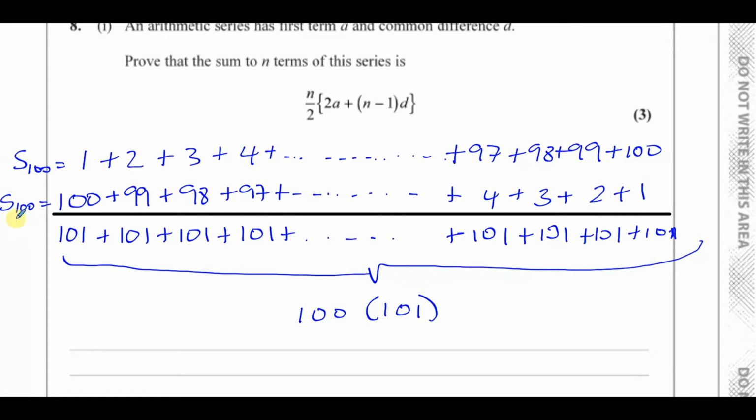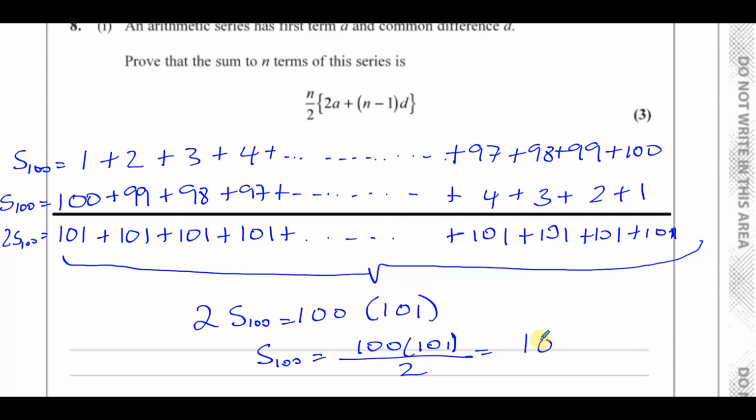So when you add them together, you're going to get 2 times the sum of the first 100 integers. So you know that this is twice the sum of the first 100 integers, which is going to give us this. So the sum of the first 100 integers must be 100 times 101 divided by 2. It's probably easy if we do it like this: 101 with 2 zeros at the end, divided by 2.